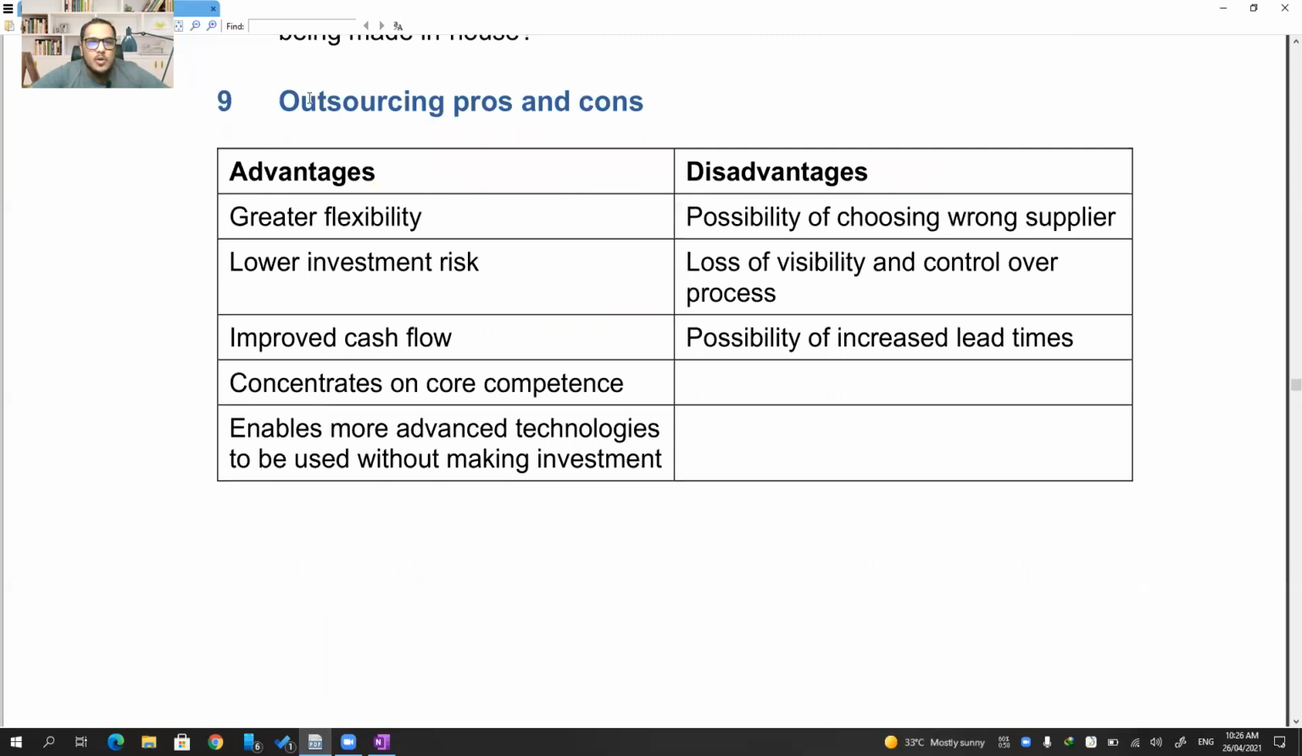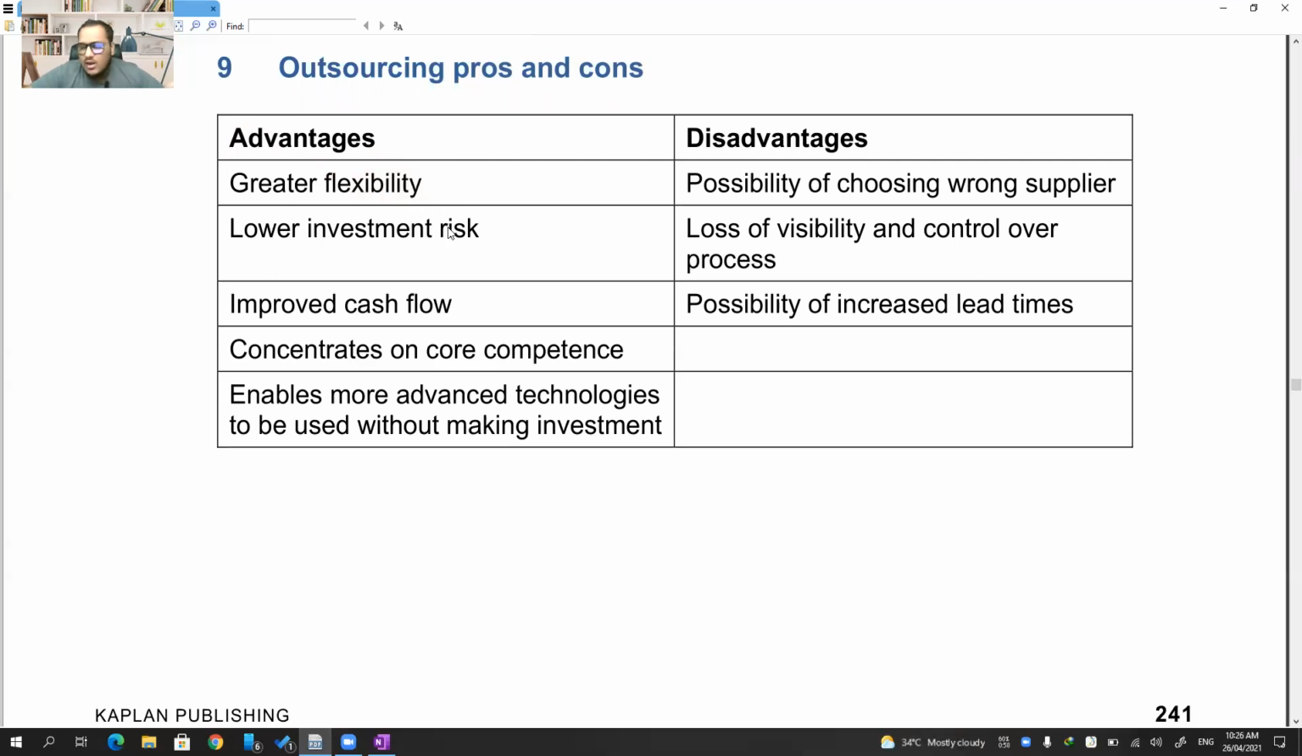And outsourcing pros and cons. When you outsource it to somebody else, when you buy it from outside, the advantages are, you get better flexibility. You can just give them the configurations and they'll do that for you. Investment will not be there, sir. Why? Because you pay them the price. You don't invest in machinery.